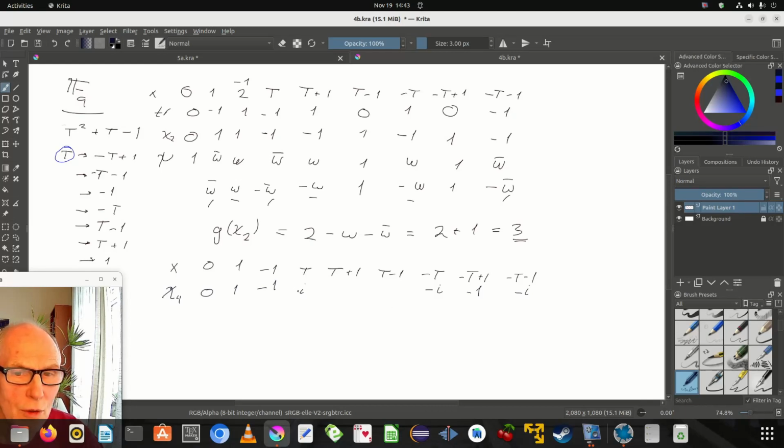So every time we go up, we multiply by I. Minus I times I gives +1. There we go. So it's a repetition. Minus t is the imaginary unit, t minus 1, minus 1, t plus 1, minus I. All right.